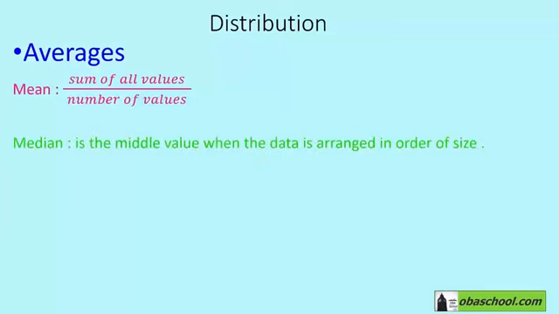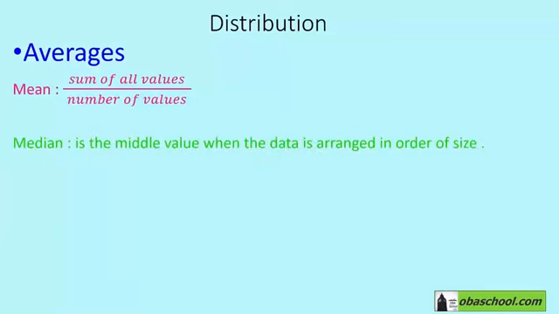In this video, we will have a brief explanation about averages and we will solve an example for each and every type of average. Now, let's discuss the types of averages. First of all, we have the mean. The mean is basically the sum of all of the values divided by their number.